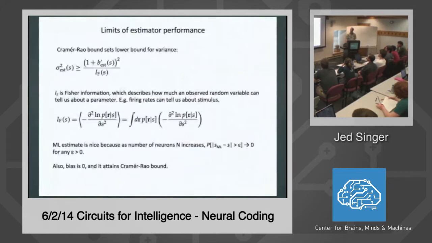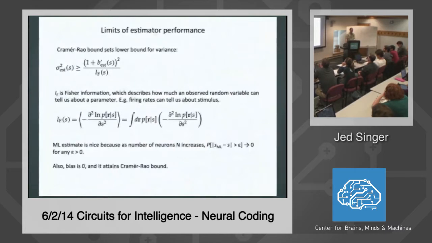So I said that I'd give you a bound on the variance, a lower bound, and I will keep my promise. So the Cramér-Rao bound, which is a function of the derivative of the bias and what's called Fisher information, sets such a bound. It's impossible for the variance to get below this quantity.